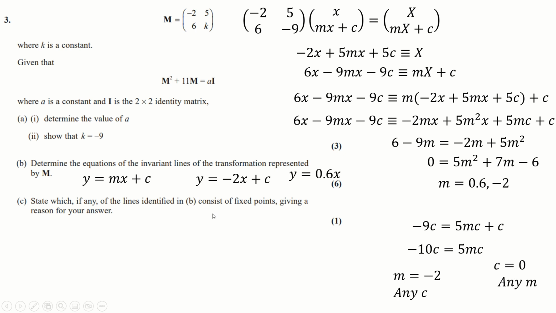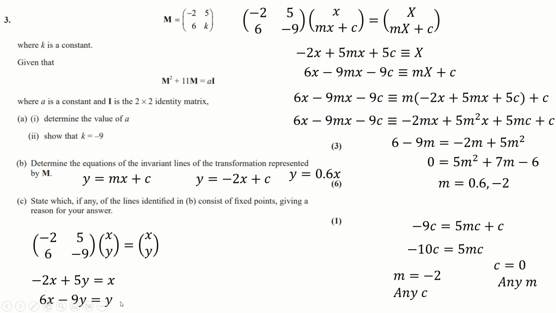Which of these have fixed points? And now we can do the slightly different version of this, where we say, well, the matrix times x, y must just be x, y, right? That's a fixed point. x, y goes to itself, x, y. So now we do the same thing. That's the top row, that's the bottom row, and we just need this to be true. And if you rearrange both of these, they turn out to be the same thing.